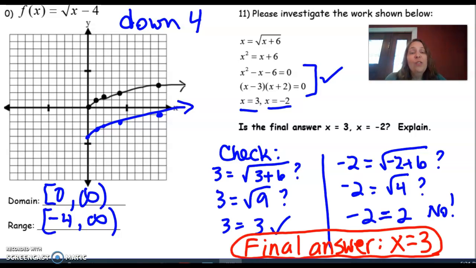I hope that you found when you checked your answers that x equals -2 does not work. It gives you a final statement of -2 equals 2. Because of that, we cannot include it in our final answer. Our final answer is only x equals 3, and x equals -2 then would be extraneous.